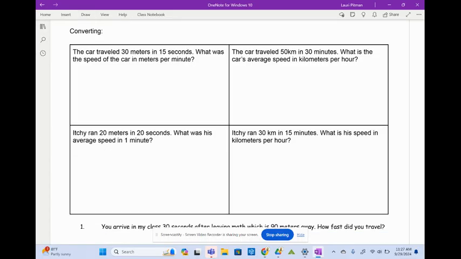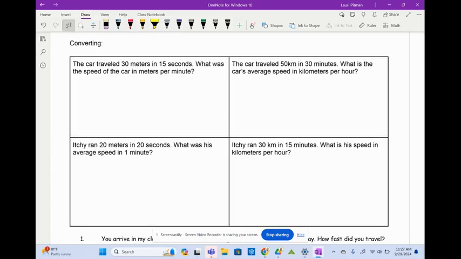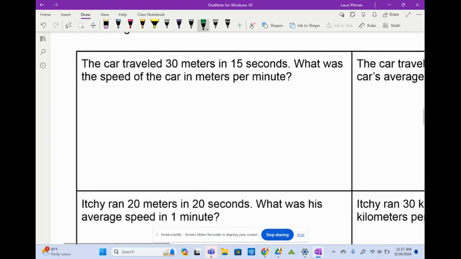Okay, so for these problems, it's going to be just a little bit different. With these problems, we have to do some converting because we're going to have two times involved. Let's take a look at the first problem. It says the car traveled 30 meters in 15 seconds. What was the speed of the car in meters per minute? Notice the distance in our speed that they're asking for is the same, but the time is different.